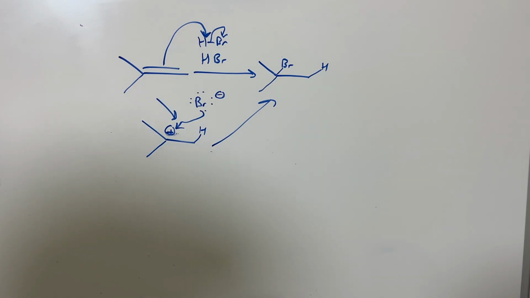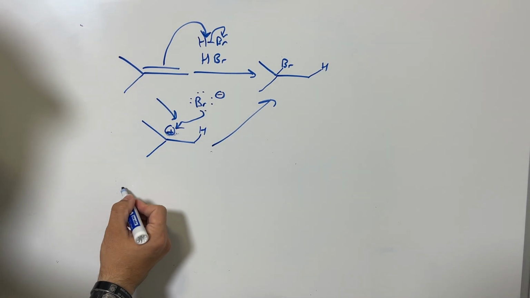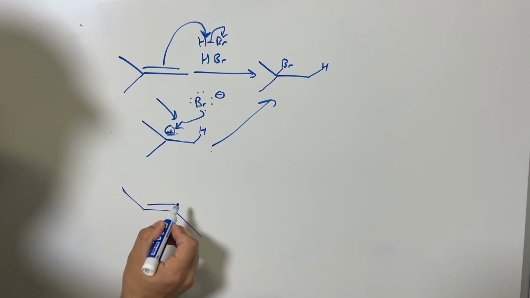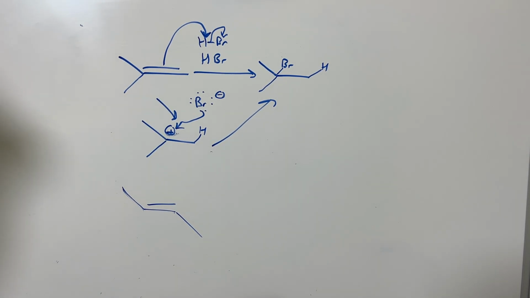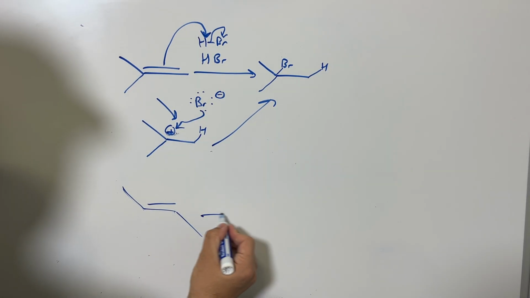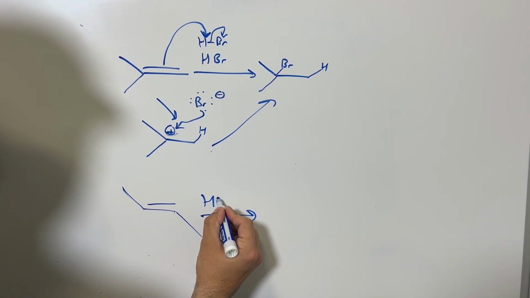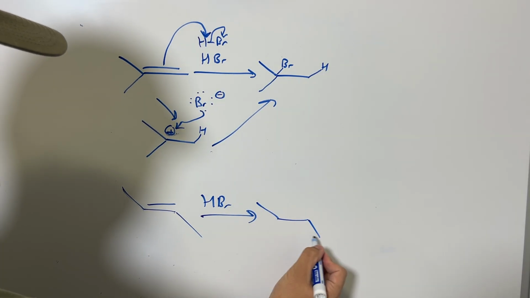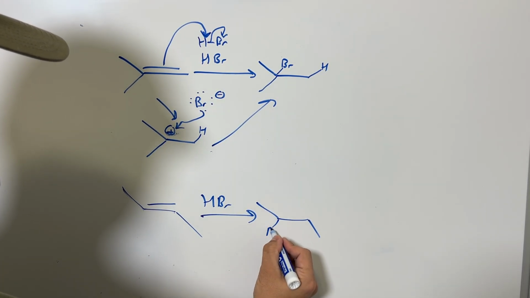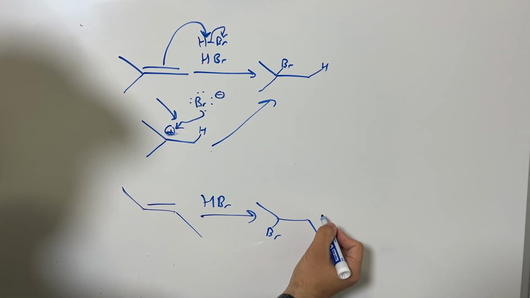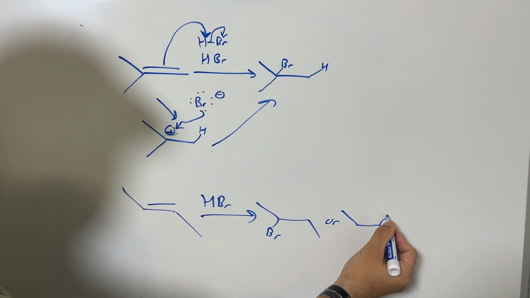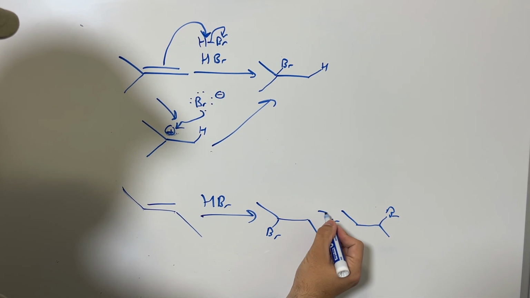Now, what if we have a symmetric molecule like this? Butene, 2-butene. Well, it kind of doesn't matter which one you pick because they are both equally substituted. And so you can draw it like this, or you can draw it like this, because these equal each other.